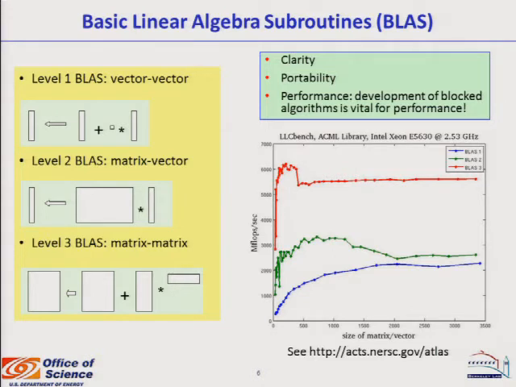Just to give you an idea of performance, in this graph we have the performance you can get for operations of the kind vector-vector in blue, matrix-vector in green, and matrix-matrix in red, for various matrix sizes on the x-axis, and the performance given in megaflops per second on the y-axis. The message from this graph is this: if you can use BLAS 3 as much as possible in your algorithms, you can basically achieve performance almost for free.